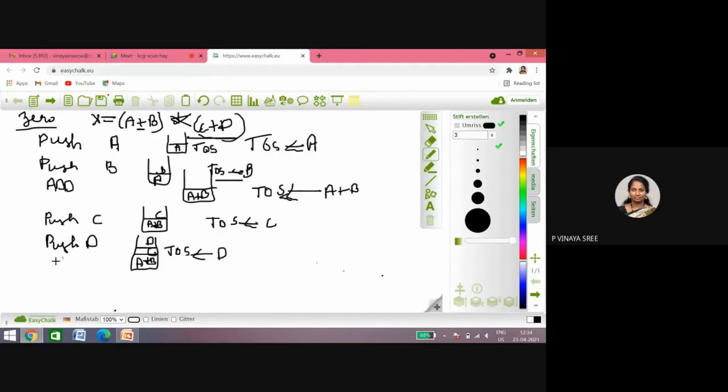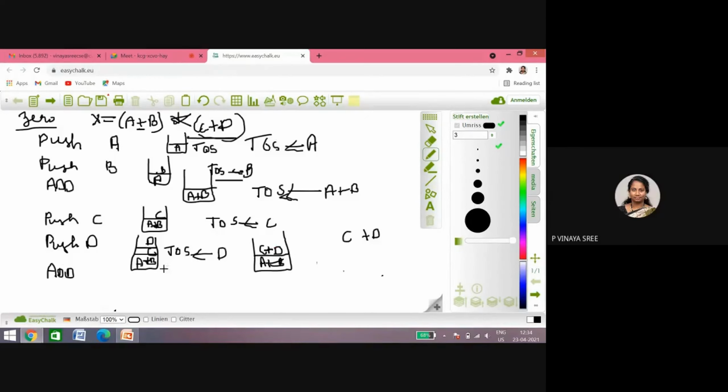Next, what operation is there between the two operands? What operator? Add. Add means the top two elements from the stack will be popped, the add operation will be performed, and the result will be pushed into the stack. So the stack will look like A plus B, and for the top two elements D and C, you will be popping them, performing the addition C plus D, and the result will be pushed into the stack. Now this is your stack.